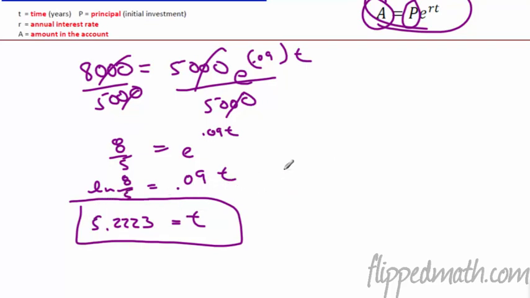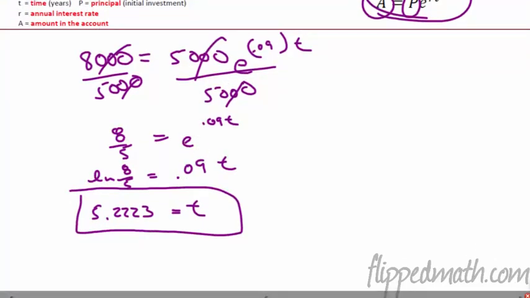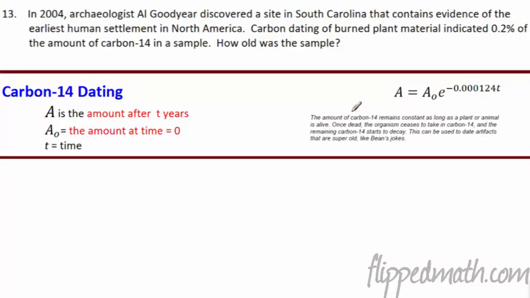Does that make sense? 5 years, you invest $5,000 at 9%, you'll get 8,000. Yeah, that seems reasonable. Okay, the last problem here, we have carbon-14 dating.